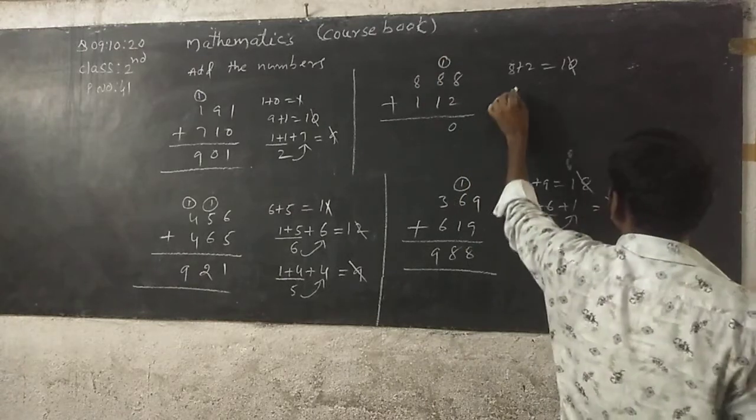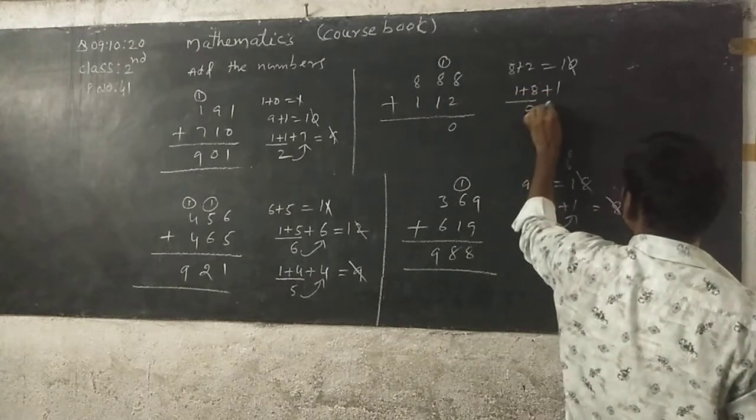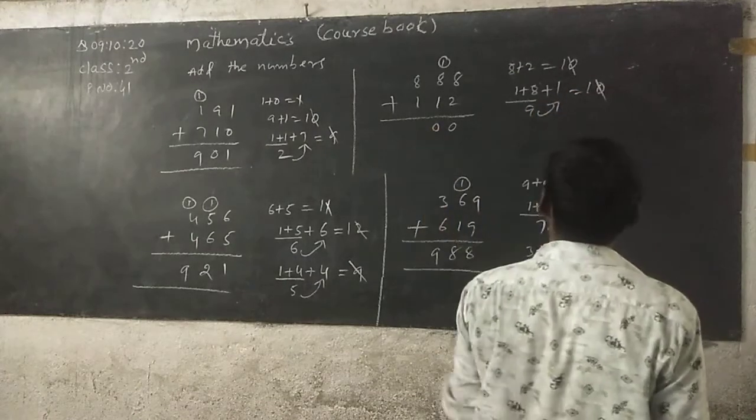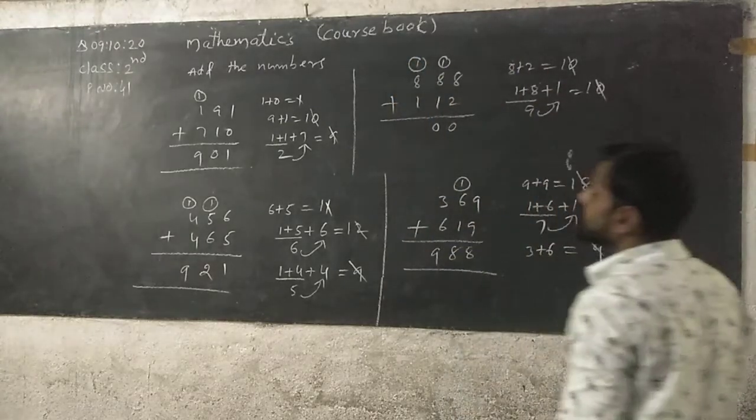Next we add the digits in tens place. 1 plus 8 plus 1. 1 plus 8, 9, 9 plus 1, 10. Again 0 is taking, write down under tens column and 1 is carrying in hundreds place. Next we add the digits in hundreds place.